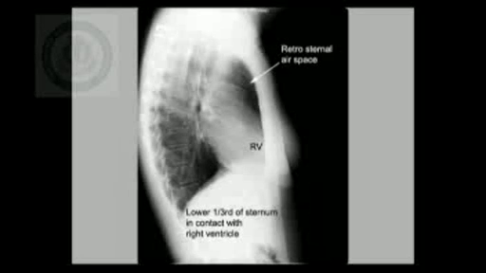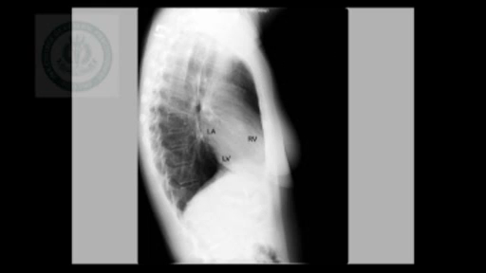Now, in a lateral view, another thing which you have to commonly look at is the retrosternal space. The retrosternal space is increased in case of obstructive emphysema and it is decreased in case of right ventricular hypertrophy. The right ventricle forms the anterior margin of the heart in a lateral view, and that is depicted again in this picture.